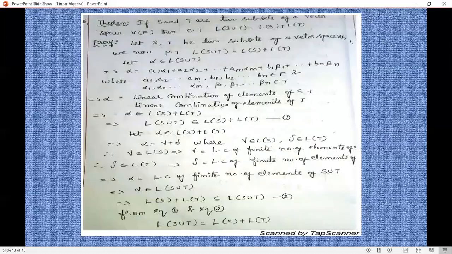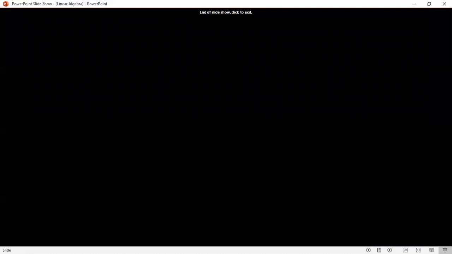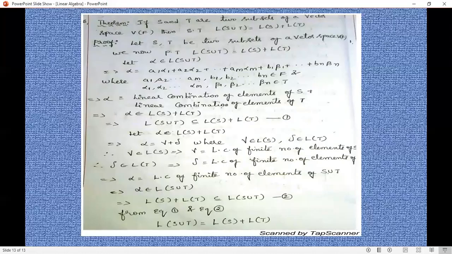Okay, students. The next theorem is: let S and T be two subsets of a vector space V of F. What are the given subsets in the vector space? S and T. Then show that L of S union T equals L of S plus L of T. Did you understand, students? What are the conditions given in the statement? Let S, T be two subsets of a vector space. We now prove that L of S union T equals L of S plus L of T.